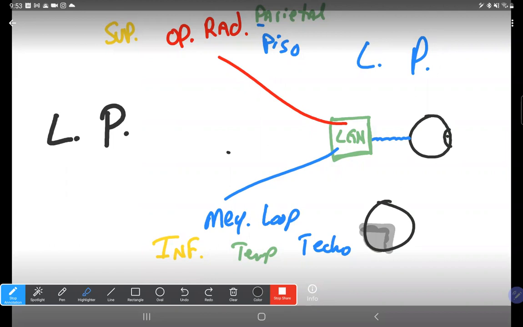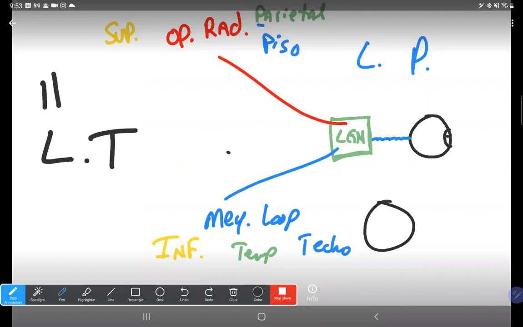Vice versa now. They say left temporal lobe lesion. Like herpes, HSV, causing encephalitis, maybe seizures. Left temporal lobe lesion. They said left, so you say right. And they say temporal, which is inferior, so you say superior. So right superior quadrantanopia. You see that?